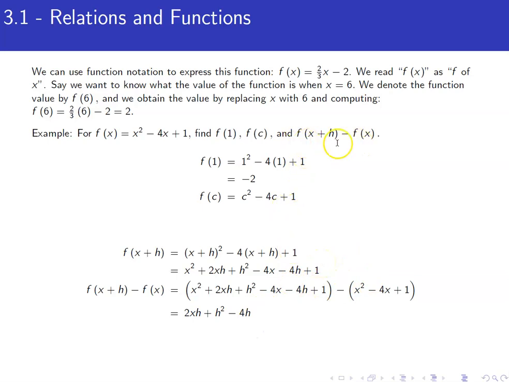Now to be able to do the simplifying that we were asked to do, f of x plus h minus f of x, here is f of x plus h. Here is f of x. Actually subtract the polynomials, and you'll get 2xh plus h squared minus 4h.